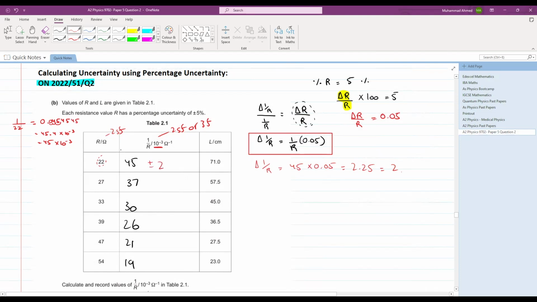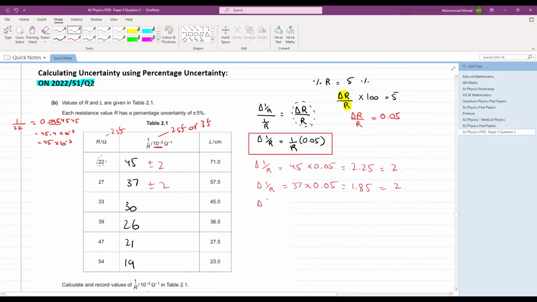Now you can just put this in the calculator. 37 multiplied by, let me do it so that you realize what I am doing. 37 into 0.05 gives you an answer of 1.85. Again, if I round it off to one significant figure, it also becomes 2.